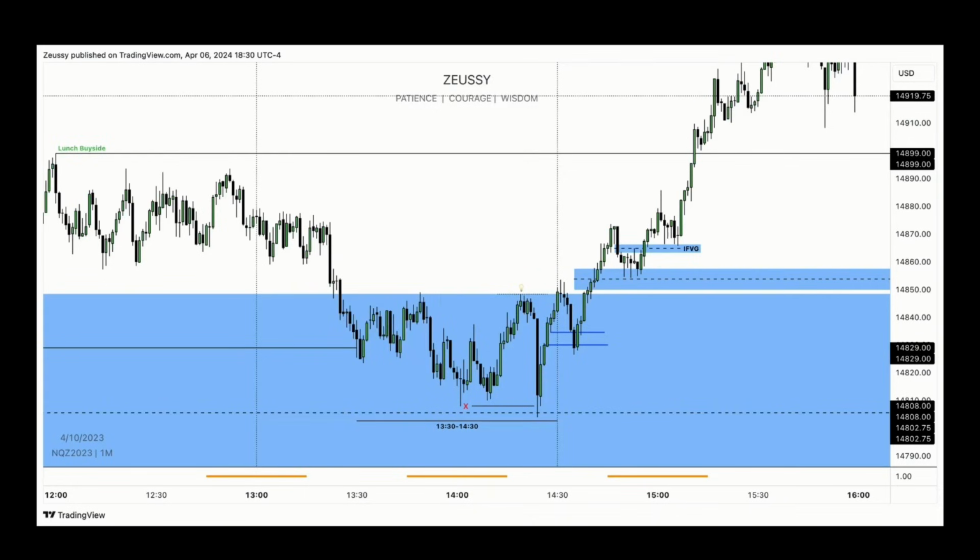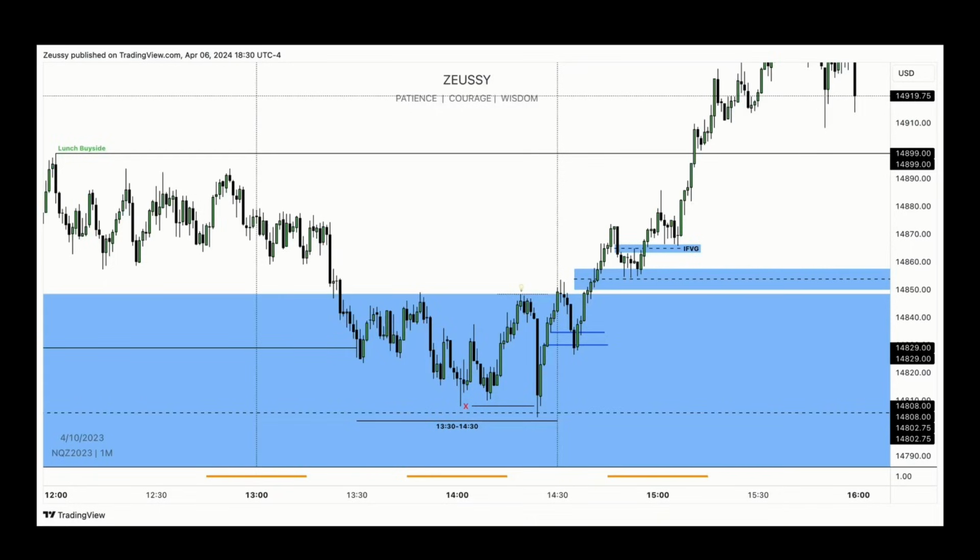However, there was one thing that wasn't as beautiful, and that was the following. There was no SMT present with, for example, Dow Jones or ES on the lows. So you might be wondering, was this trade still valid then? Was this still a valid setup?